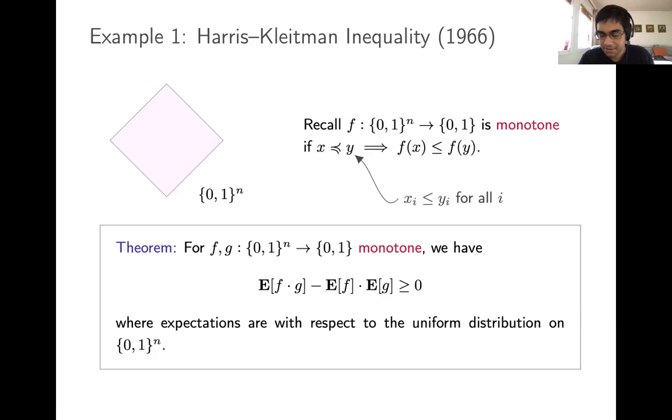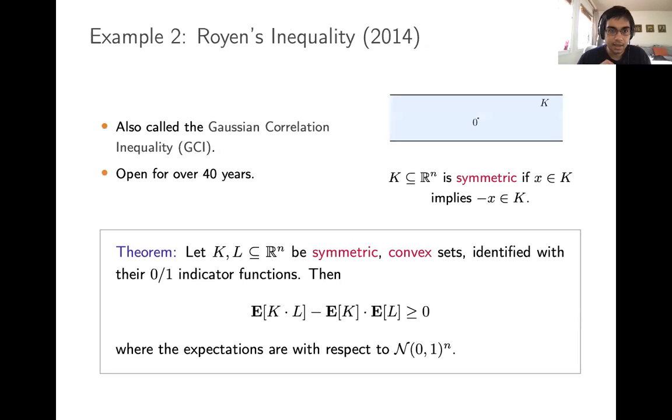This inequality is not too hard to prove. In fact, we'll essentially prove it in a few minutes. It's also been known for over 50 years. It was proved in 1966. A more recent correlation inequality is Royen's inequality, which was proved in 2014.